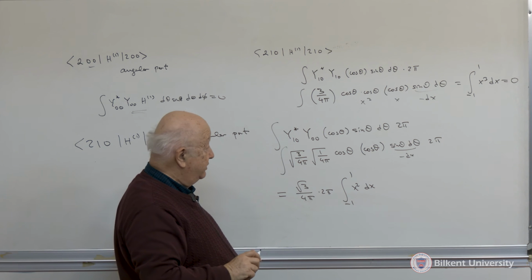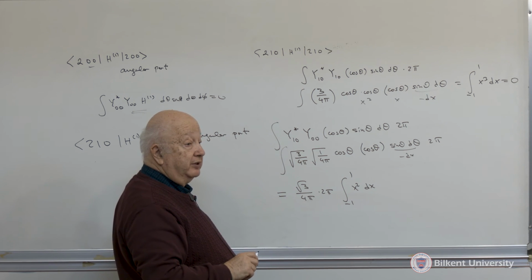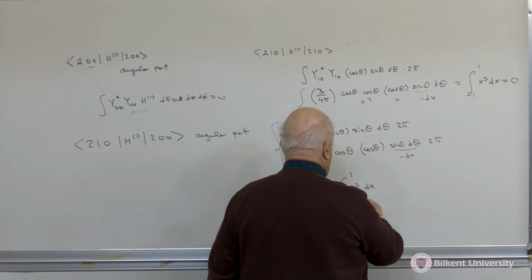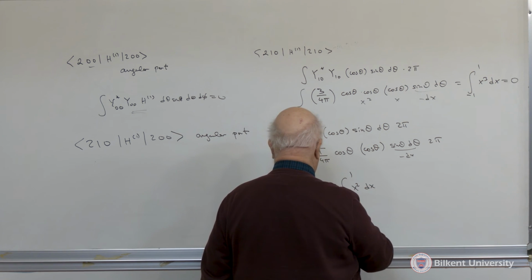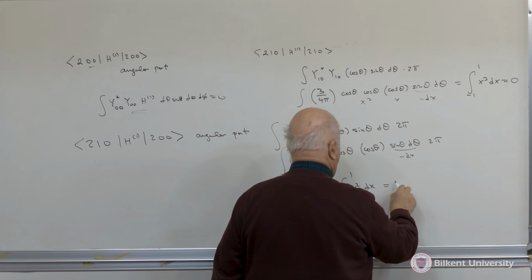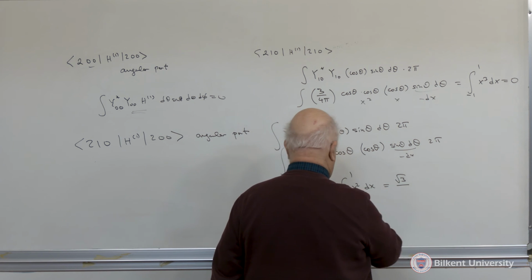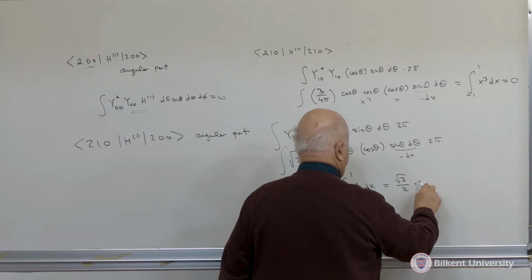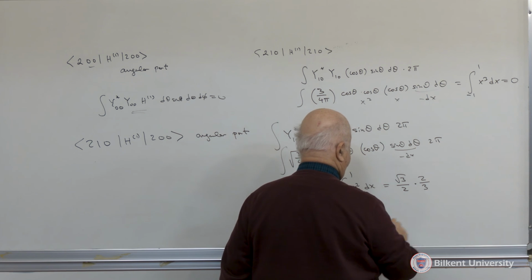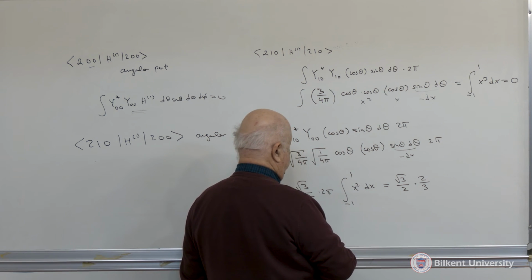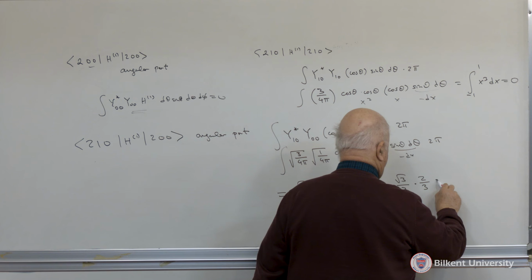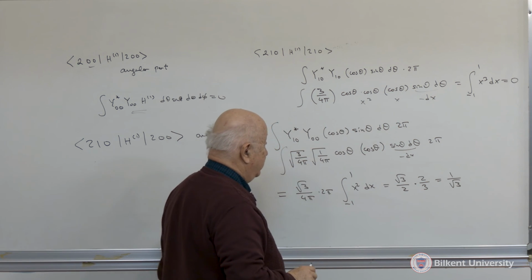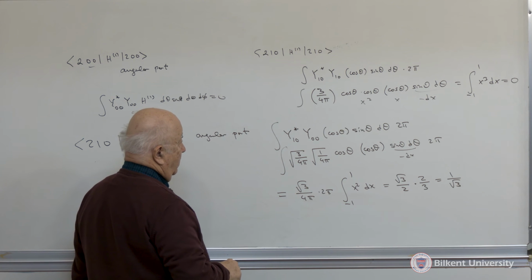Now I have an even function, which is going to give me something finite. So it's going to give me, what, 1 over 3 times 2, right? So this is going to be square root of 3 over 2 times 2 over 3, right? Please check my algebra. So it's going to be 1 over square root of 3. Okay, so that's the result of the angular integral.